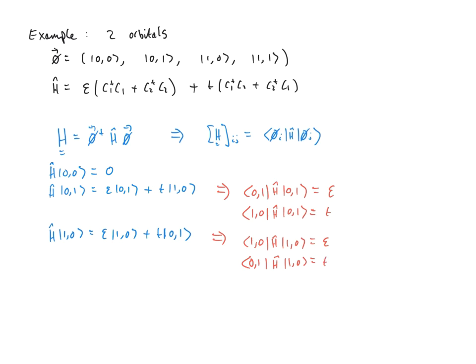Good. What about our final equation? I have H acting on 1,1. This just gives me 2 epsilon times our state 1,1 back again. And that, of course, only has overlap with itself. So we can assemble all of this information into the actual Hamiltonian matrix now.